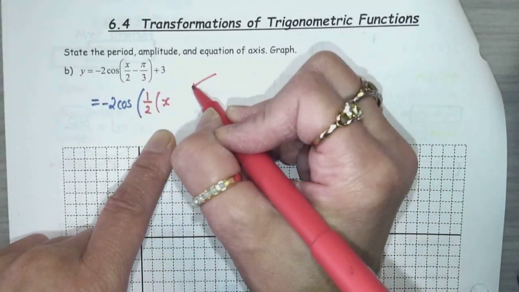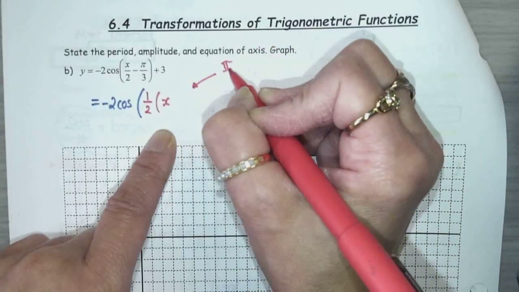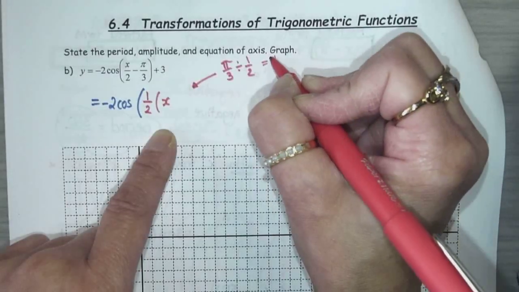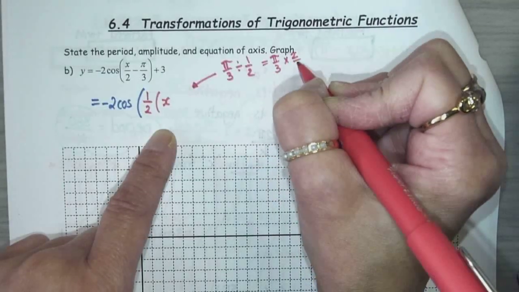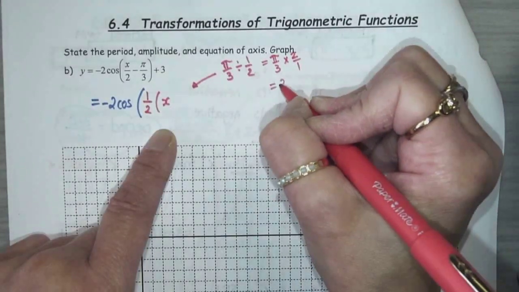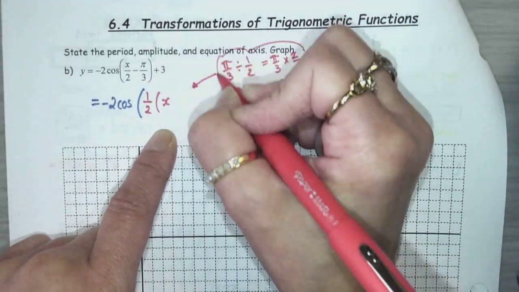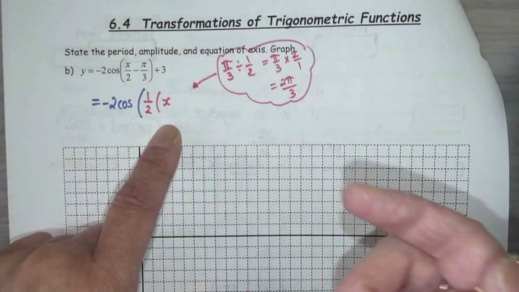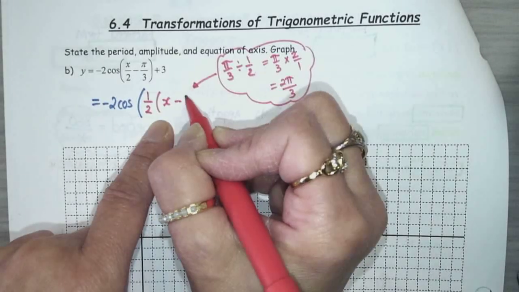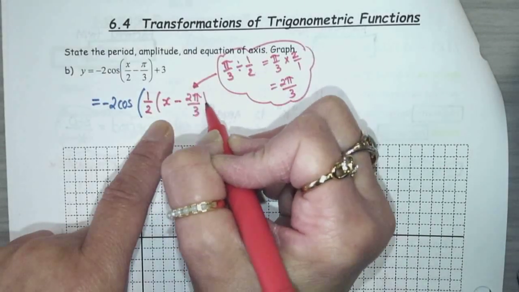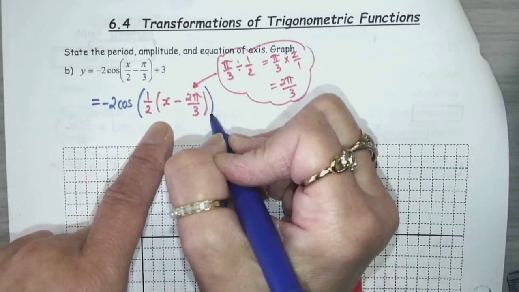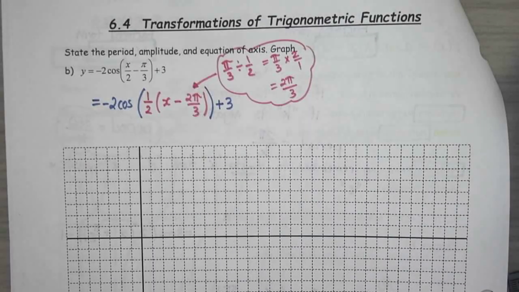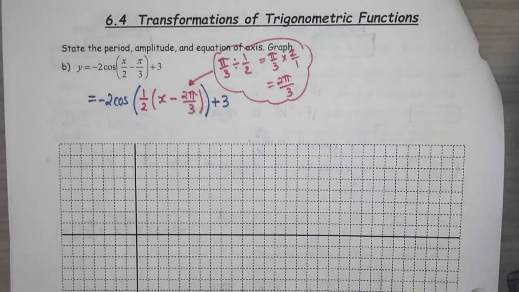So what did I say? From here, you're going to go pi over 3 divided by 1/2. So that gets me pi over 3 times 2 over 1. Does that make sense how I got that? Right, so divided by 1/2 means multiply by 2, so it's 2 pi over 3. So this will be minus 2 pi over 3. So on purpose I gave you a fraction one, just to practice that. All right.